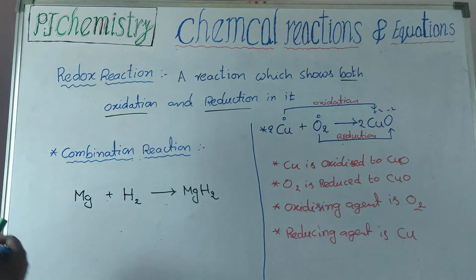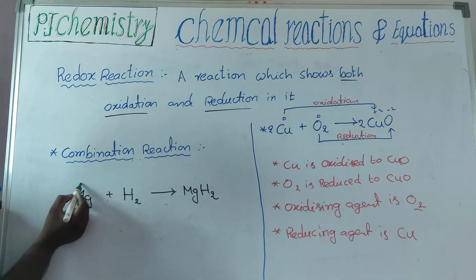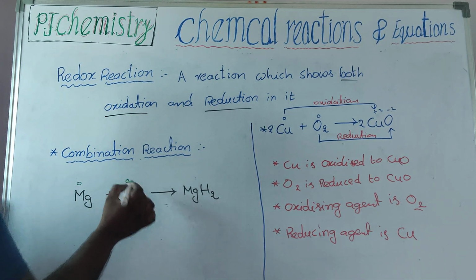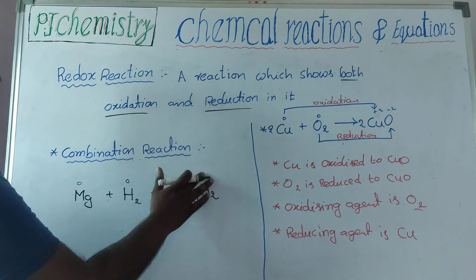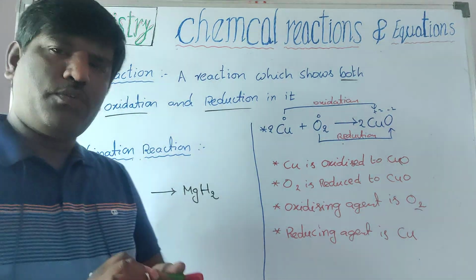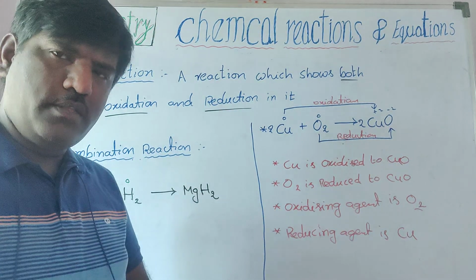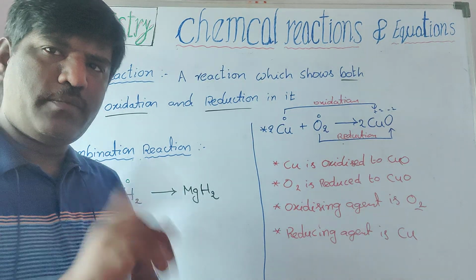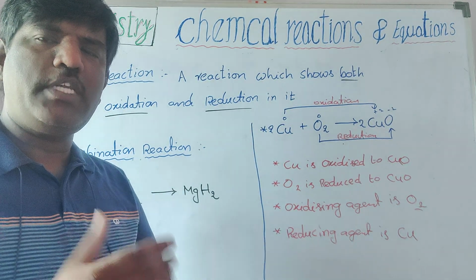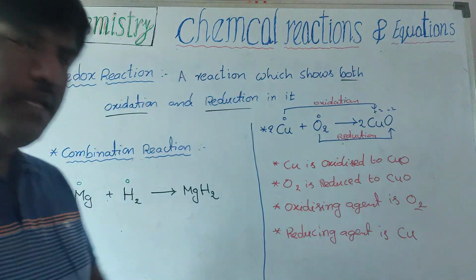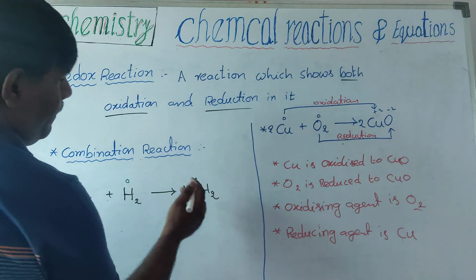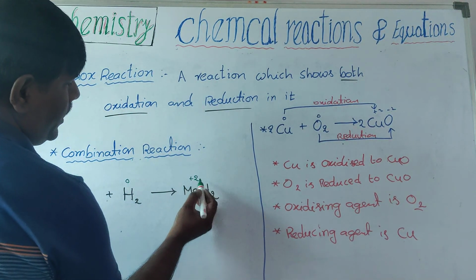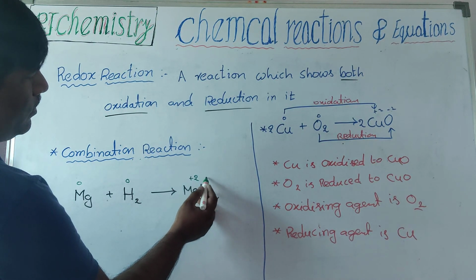Now see here. Initially, magnesium in elementary form is 0, and hydrogen also in elementary form is 0. After the reaction, there is an oxidation number rule: when hydrogen is with metals, its oxidation number is -1. So hydrogen is gaining electrons from magnesium. How many electrons? 2 hydrogens, each hydrogen 1 electron, so 2 electrons.